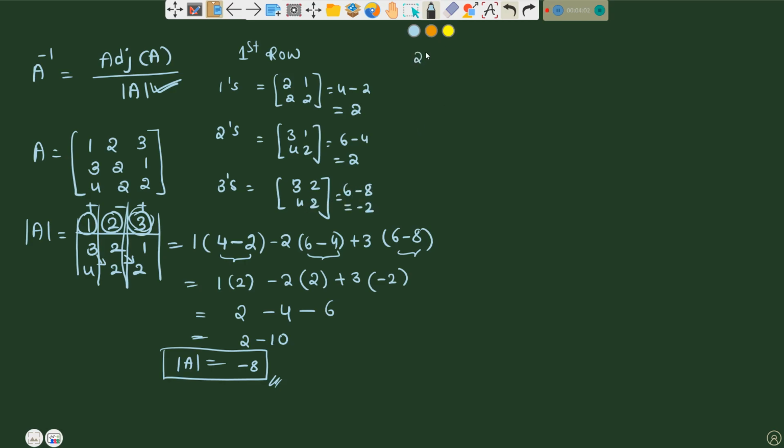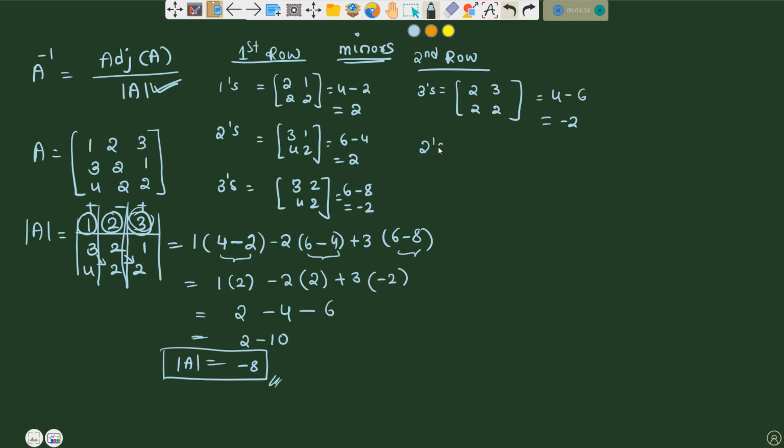Now the second row elements' minors. What are we finding? We are finding minors of each element, correct? So now 3's in the second row. 3's means the third number, correct? So we are left with what? 2 3, 2 2, correct? Yes, good. Do the cross multiplication. Let me do it here. 2 2s are 4 minus 3 2s are 6. This will be minus 2, correct?